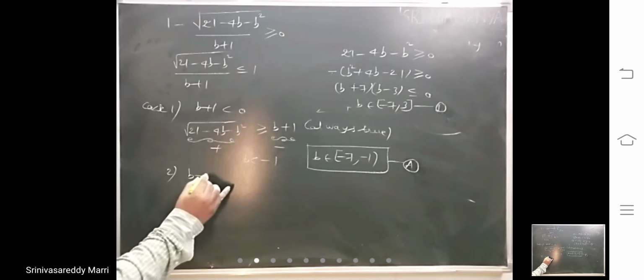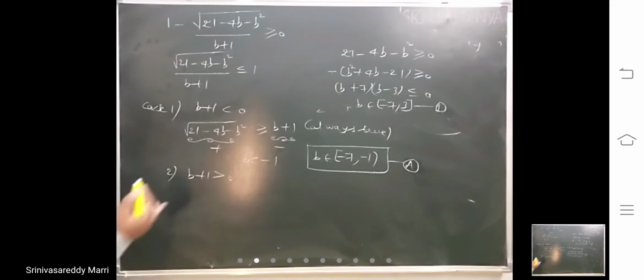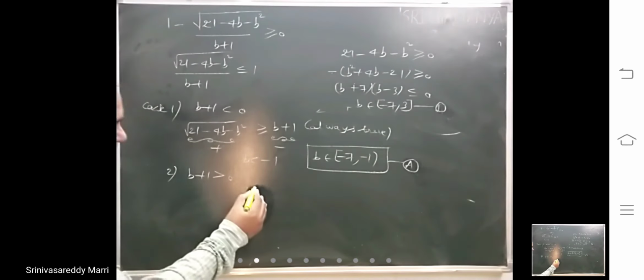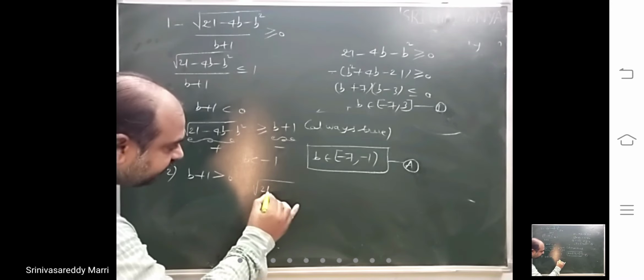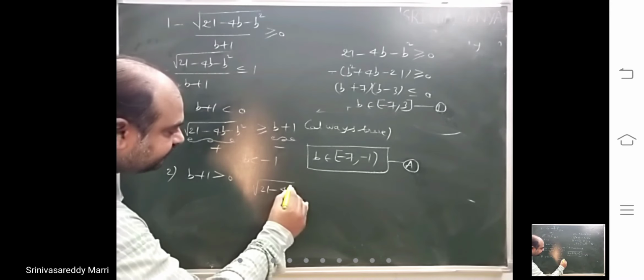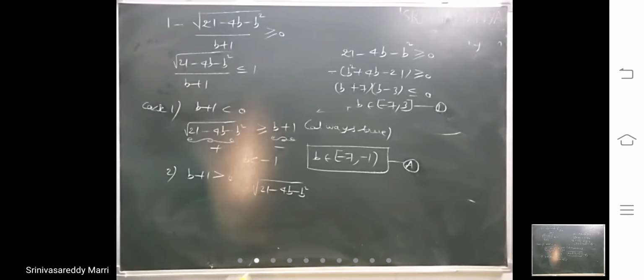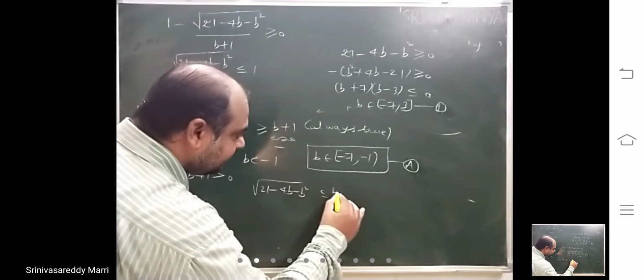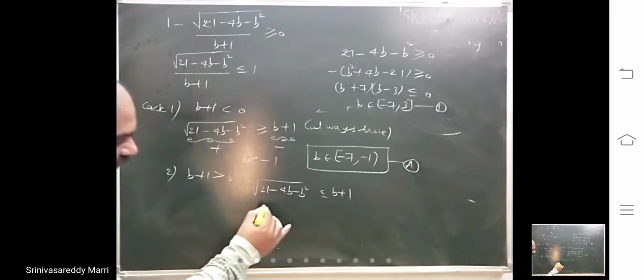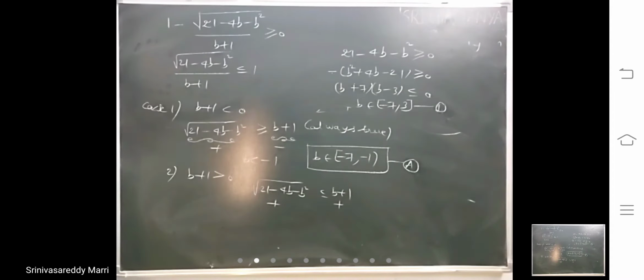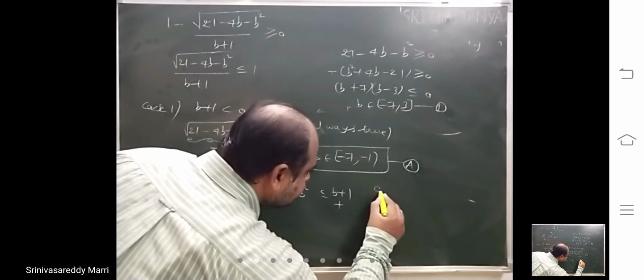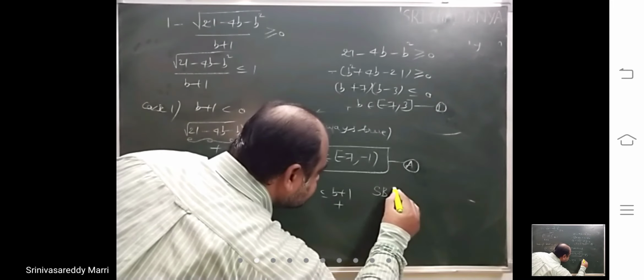b plus 1 greater than 0, let us say. Then bring that side: root of 21 minus 4b minus b square less than or equal to b plus 1. Now this is a positive quantity, this is a positive quantity. Now squaring both sides.